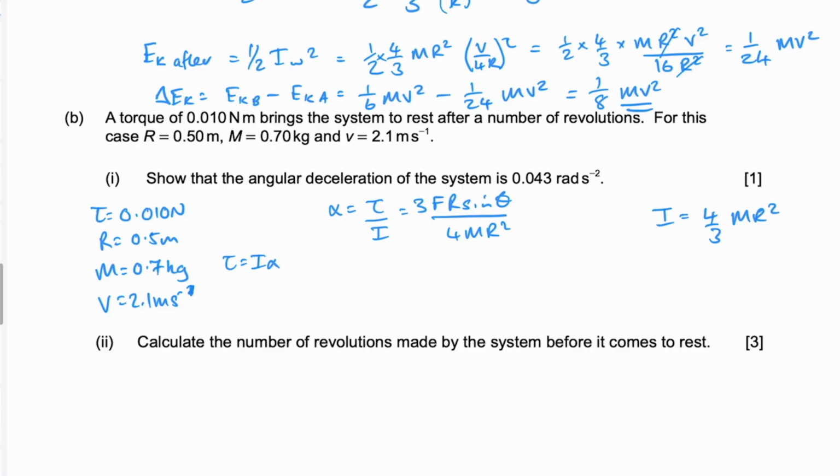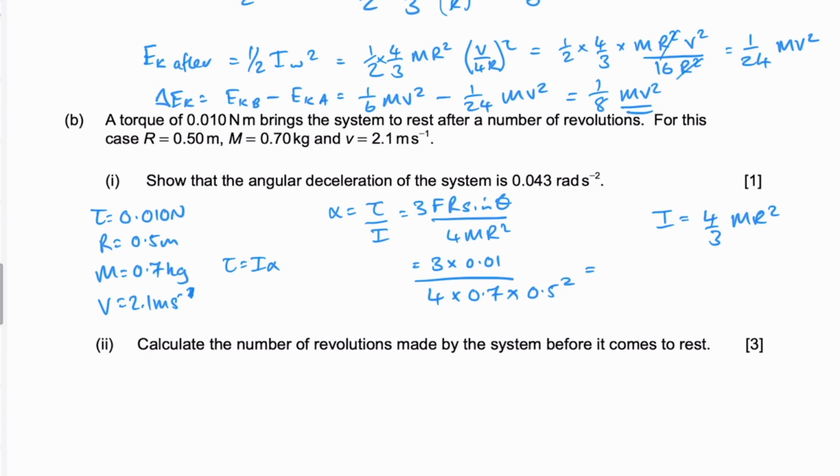So we're going to pop that down here, 4 r squared, and that 3 goes back up here. And how can we answer the question there? Well, Fr sin theta is equal to torque, so it's 3 times 0.01 divided by 4 times the mass, which is 0.7, times r squared, which is 0.5 squared. Pop that all into the calculator and we get 0.0428, which gives us 0.043 radians per second squared, as mentioned in the question.